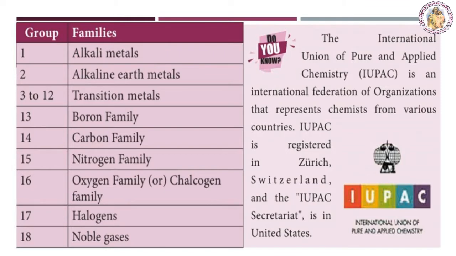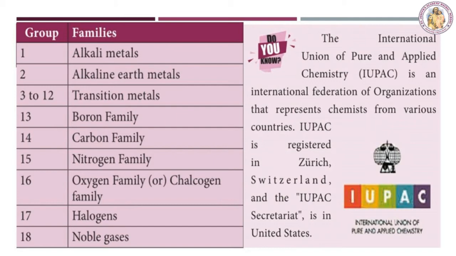Group 1, alkali metals; Group 2, alkaline earth metals; Groups 3 to 12, transition metals; Group 13, boron family; Group 14, carbon family; Group 15, nitrogen family; Group 16, oxygen family; Group 17, halogens; and Group 18 is noble gases. We will see briefly about all these groups and families.